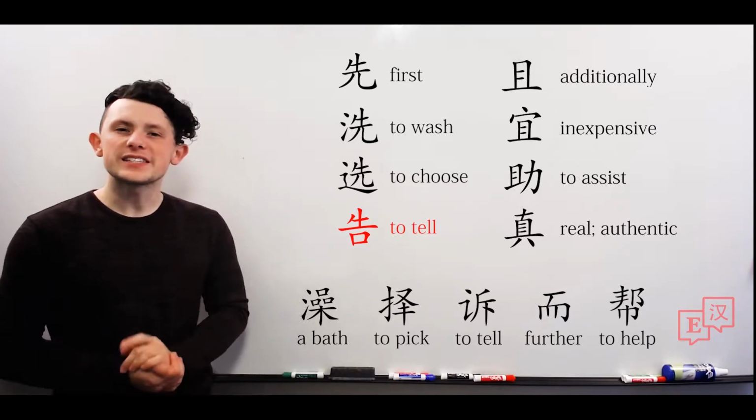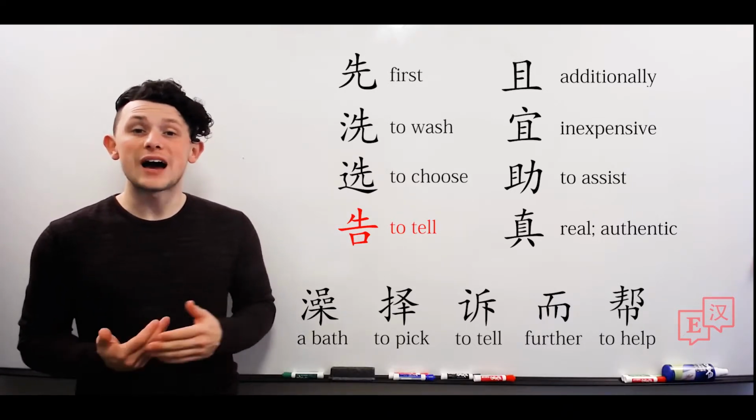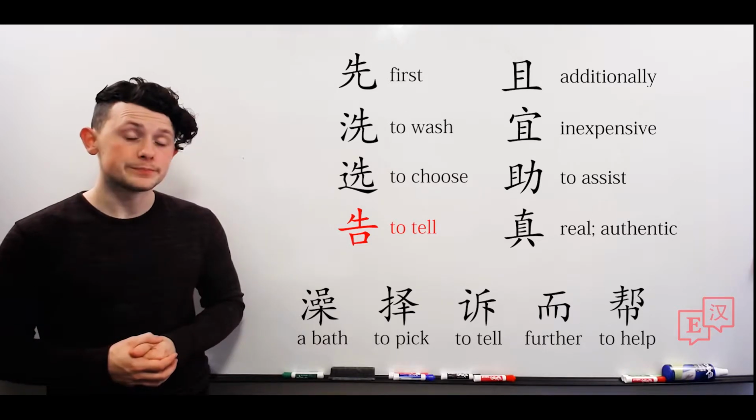告. Much like tall gao, but with a falling tone. Gao. This character means to inform or to tell. It's part of the word gaosu, which is how we say to tell someone something.